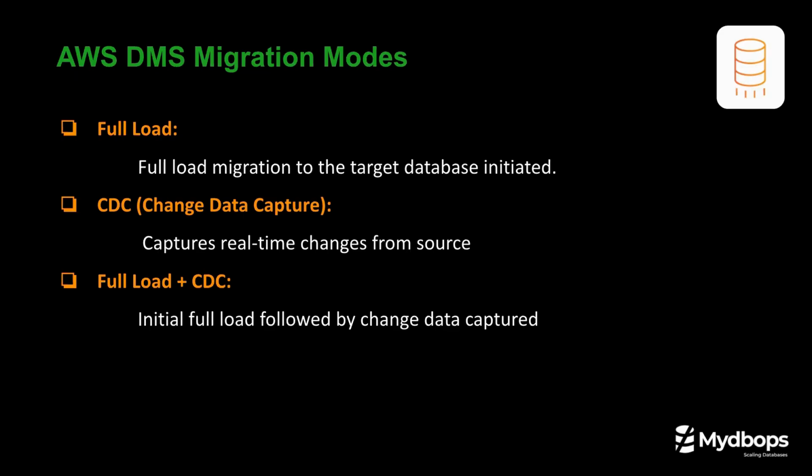The third one is full load plus CDC. This is the most common approach, used by most DBAs for migration. First, it performs the full load, copying all the historical data from the source database. Once the full load is completed, it automatically switches to CDC to keep capturing the ongoing changes. This way, both the source and target databases stay in sync. Choosing the right migration mode depends on your business requirements.